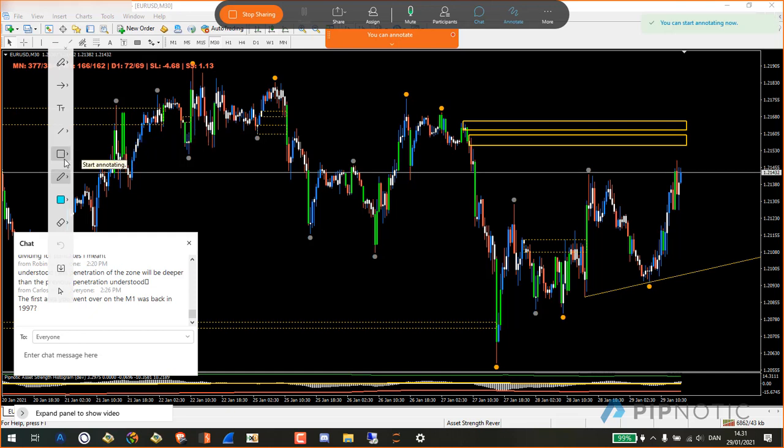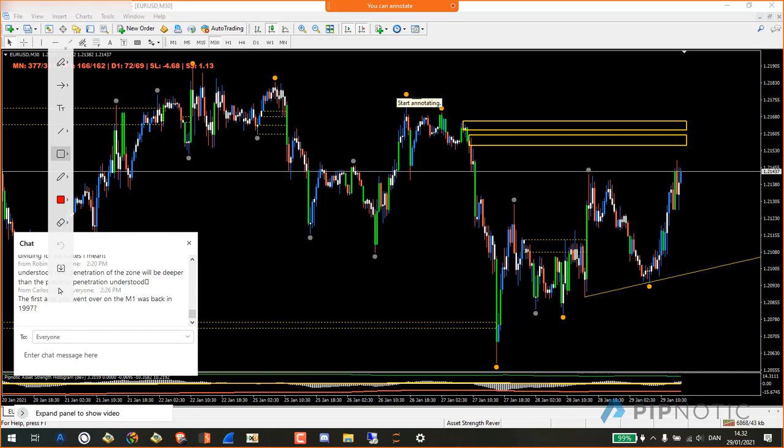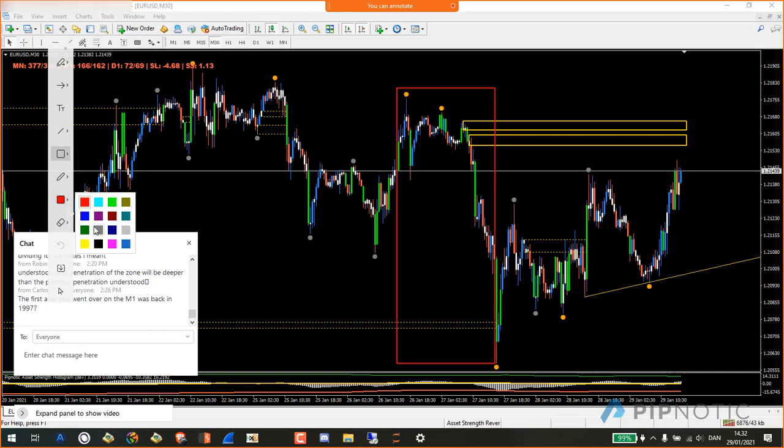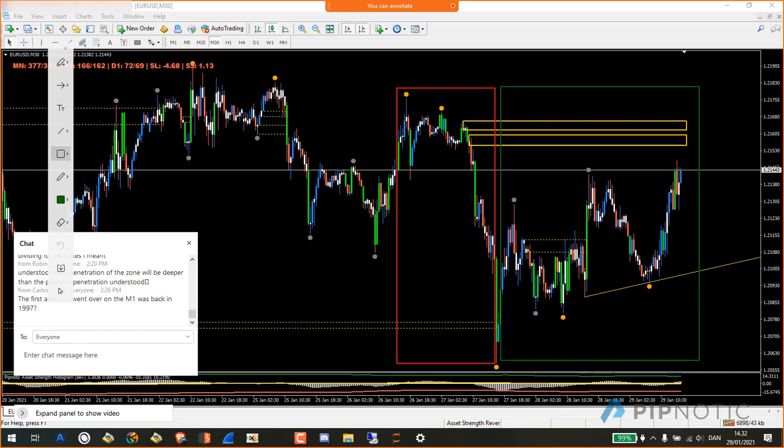Oh, these are terrible drawing tools. Okay, so we want red because now price is going down. So from here to here. And we have the green one, which goes from the low roughly to here. And so we're not allowed to do any selling here, only buying, only selling, no buying.